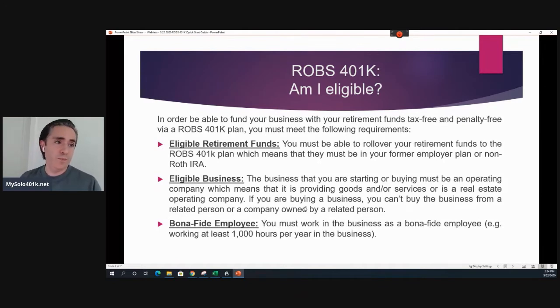Now the third key eligibility requirement that we want to highlight in this slide is that you must work in the business as a bona fide employee. Typically that means you're working at least 1,000 hours per year in the business.